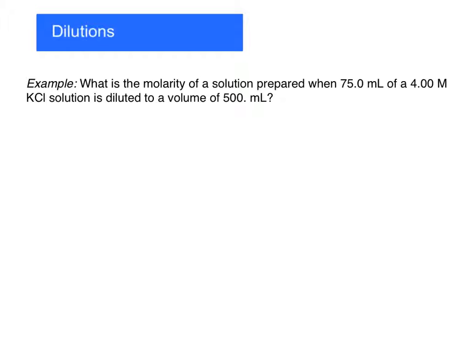Okay, so let's do an example. What is the molarity of a solution that is prepared when 75 milliliters of a 4 molar KCl solution is diluted to a volume of 500 milliliters? Okay, so we want to use our new equation that we just learned, C1V1 equals C2V2. And here we know that our initial volume and concentration are 75 and 4. So those are the things we're starting with. So we can put in 75 milliliters as our volume and 4.00 molar as our concentration.